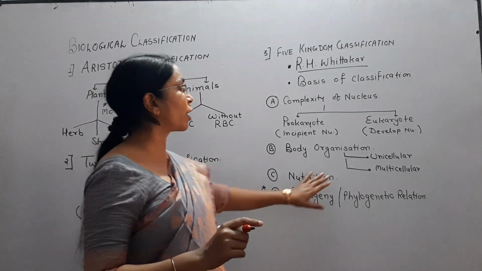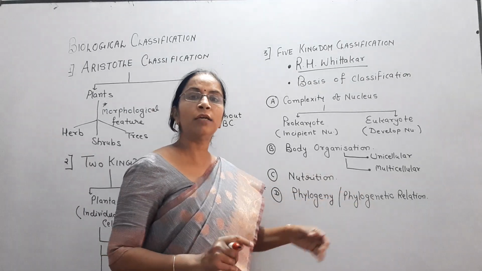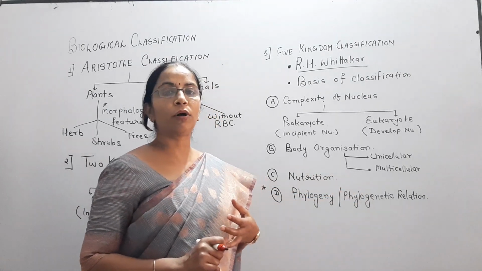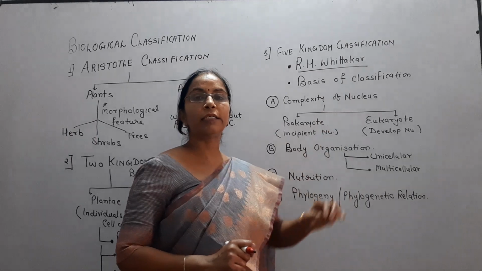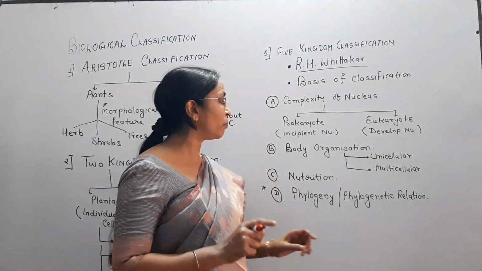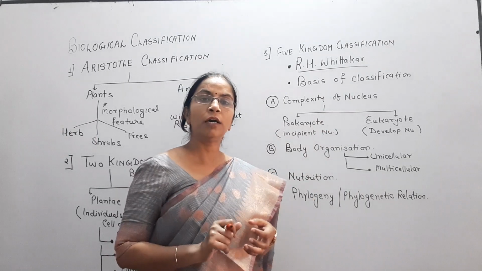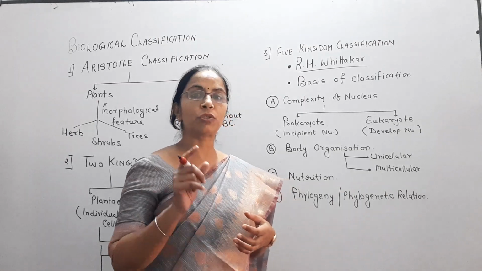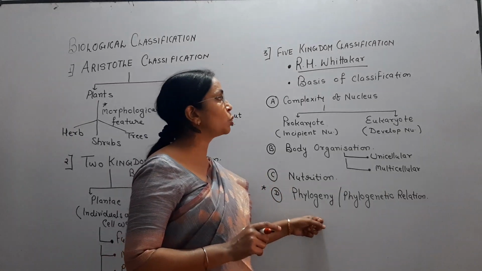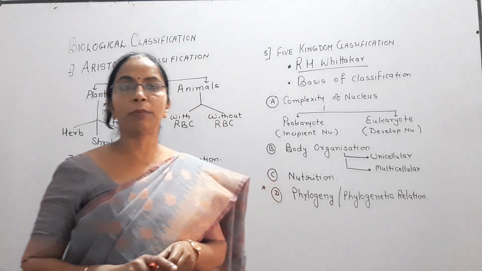From this part you will get a question in last year's paper: which of the criteria was not used by Whittaker in his classification system? So here remember the answer: reproduction is the criteria which is not utilized or used by Whittaker in his five kingdom classification.